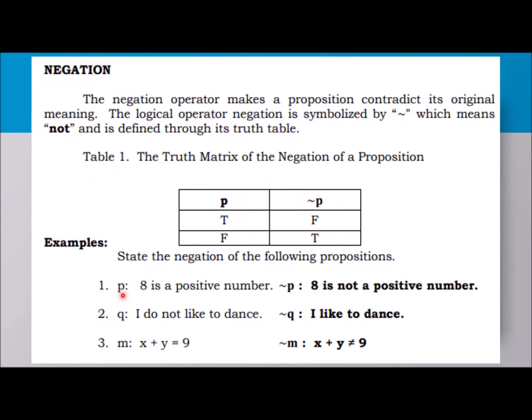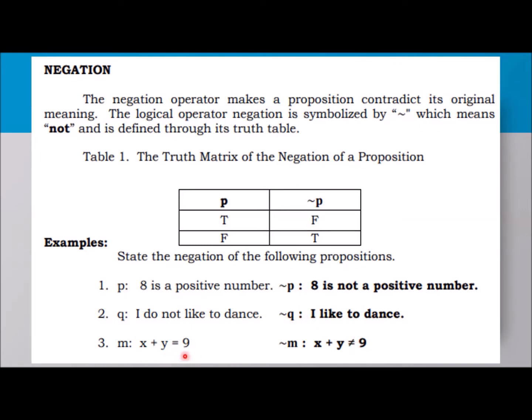Specifically, "8 is a positive number." Symbol niya ay P. Ngayon, pagka kinontradict mo siya, naging "8 is not a positive number." Ibig sabihin, kabaligtaran. Kasi dito, positive. Tapos pagdating dito, naging not. So, negation siya. Kaya ang symbol ay not P. Isa pa. "I do not like to dance." That is letter Q. Contradicting statement here is, "I like to dance." Ayaw mo, tapos dito gusto. So that is not Q.